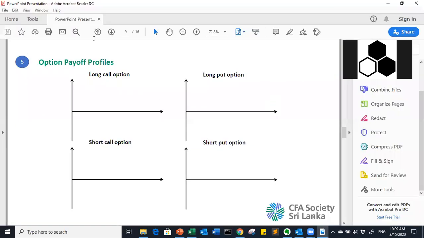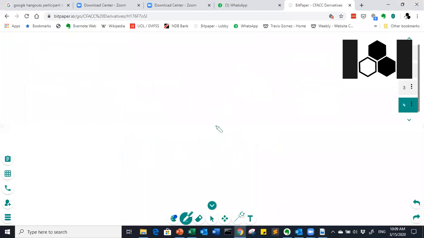So again, as I said, you don't really need to know these 4 different types. If you remember the payoff structure for the long call and the payoff structure for the put option, the long put, then you can automatically work out what it is for the short call and the short put. So let's illustrate those two. I'll draw them one below the other, same as before.